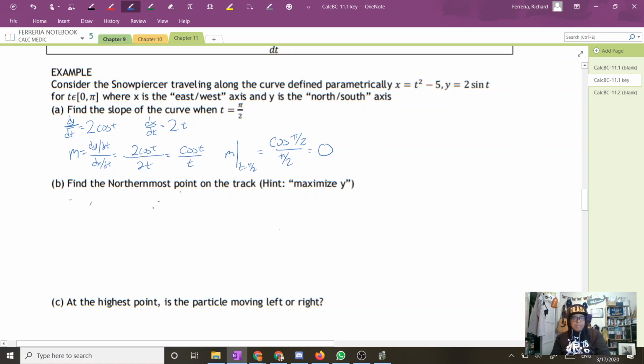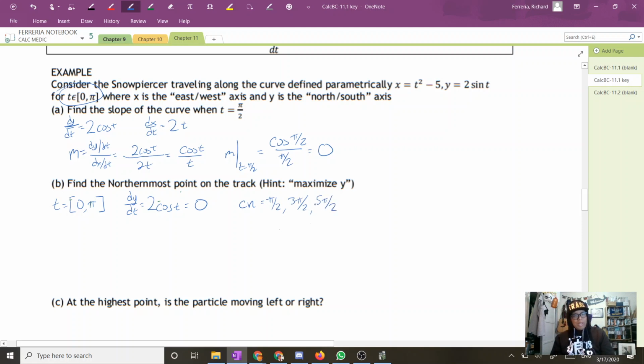Next, let's maximize y, which means we're going to find the northernmost point on the track. And if we're maximizing and we have an interval 0 to pi, then that means we're using a candidate test. I know it's been a while, so we'll go ahead and figure that out. Candidate test starts with us figuring out our derivative of the function that we want to maximize. So we want to find the derivative of y with respect to t. We already did that. We know it's 2 cosine t. And then we proceed to find critical numbers. So when is cosine t equal to 0, basically? Cosine t is equal to 0 at pi over 2, 3 pi over 2, 5 pi over 2.